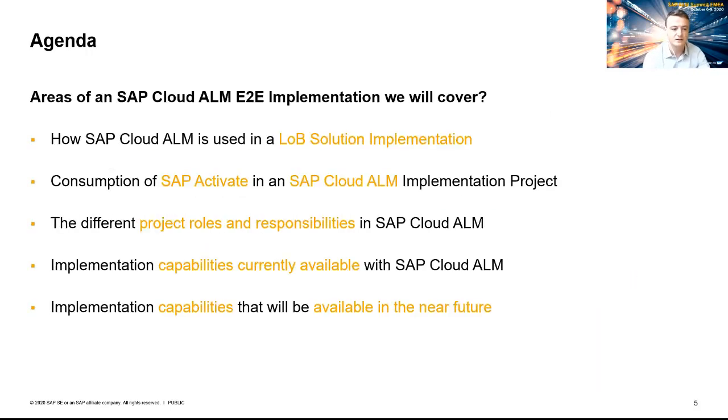So the agenda here is really a nice one for today. We're trying to look at the Cloud ALM and how it's used in a line of business solution implementation. So we're trying to take all the capabilities we've looked at over the last few days and sessions and bring them into one implementation project, where we hope to show you how SAP Activate is consumed, the different roles and responsibilities within Cloud ALM, and some of the current capabilities available in Cloud ALM. And I want to make reference to some of the ones that might be available in the near future.